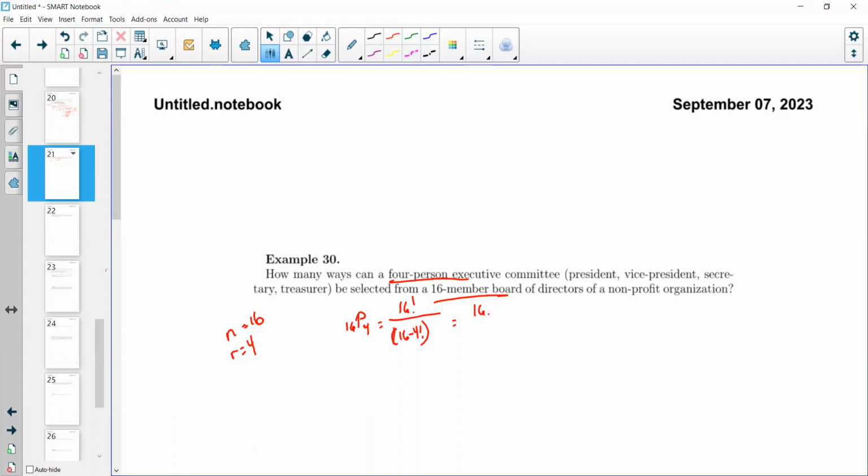But this is just 16 factorial over 12 factorial, right? Which is 16 times 15 times 14 times 13 times 12 factorial over 12 factorial. This and this goes away, so I'm left with 16 times 15 times 14 times 13. That is 43,680.